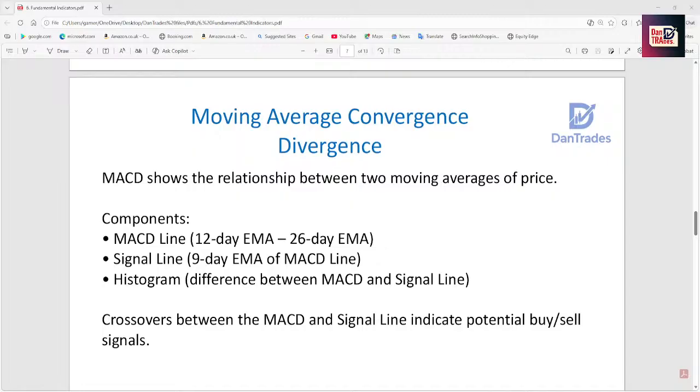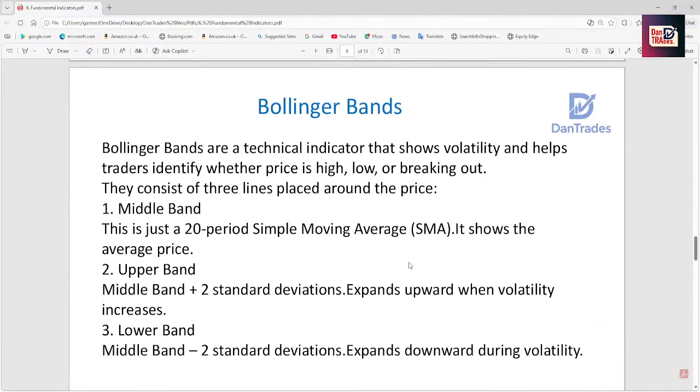And the last one is Bollinger Bands by John Bollinger. So what are Bollinger Bands? They are technical indicators that show volatility. I told you, we are talking about three types here: the momentum, the trend, and the volatility indicators. Bollinger Bands are a technical indicator that shows volatility and helps traders identify whether price is high, low, or breaking out. They consist of three lines.